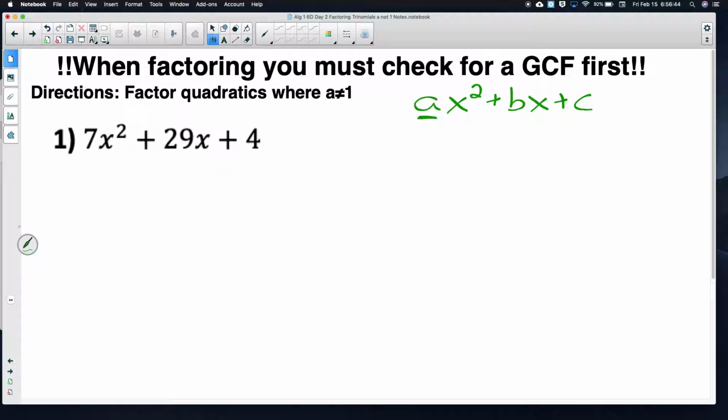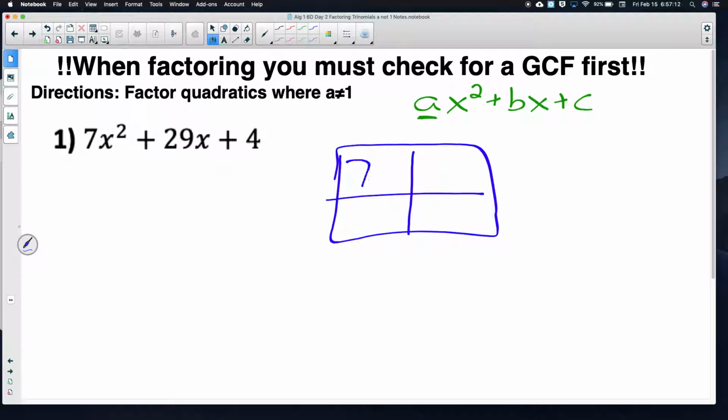So remember, what we learned in the last video is that when we factor, we must always check for a greatest common factor first. So in our first problem here, we've got 7x squared plus 29x plus 4. So I asked myself, is there anything in common between the three terms, 7x squared, 29x, and 4? There is not, so I'm going to go straight to my box. And in that box, I'm going to put 7x squared in the top left, and I'm going to put 4 in the bottom right. So, same idea here.